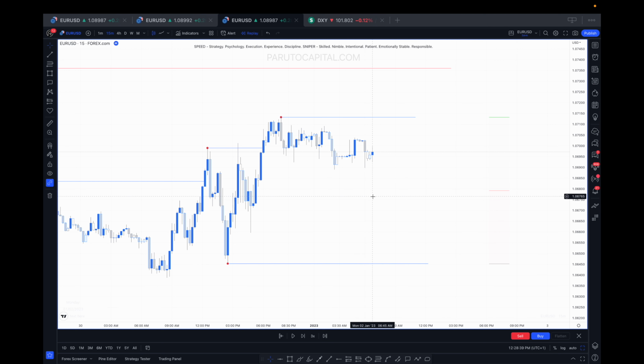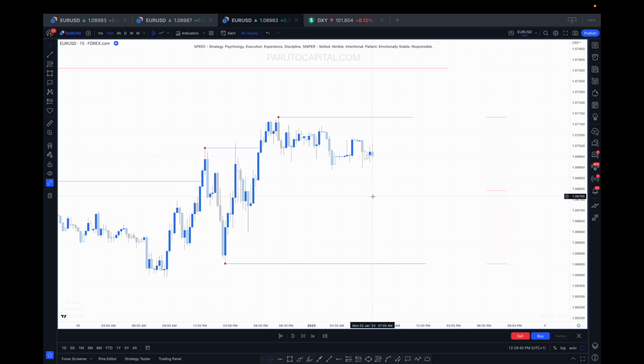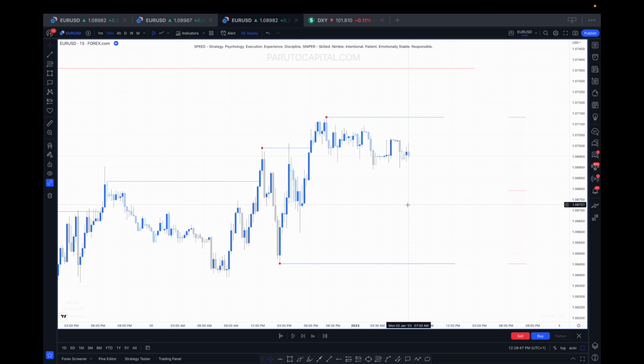Okay, so now look at this. This is 6:45 a.m. Okay, so we can move the candle to 7 a.m. Now I wouldn't be trading anything between 7 a.m. and 8 a.m. UTC+1 because London opens by 8 a.m. So by 7 a.m.